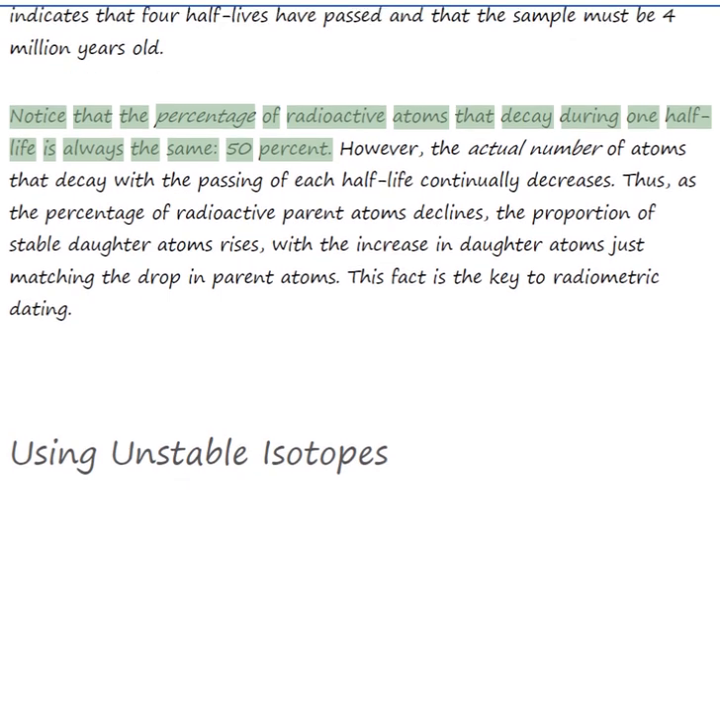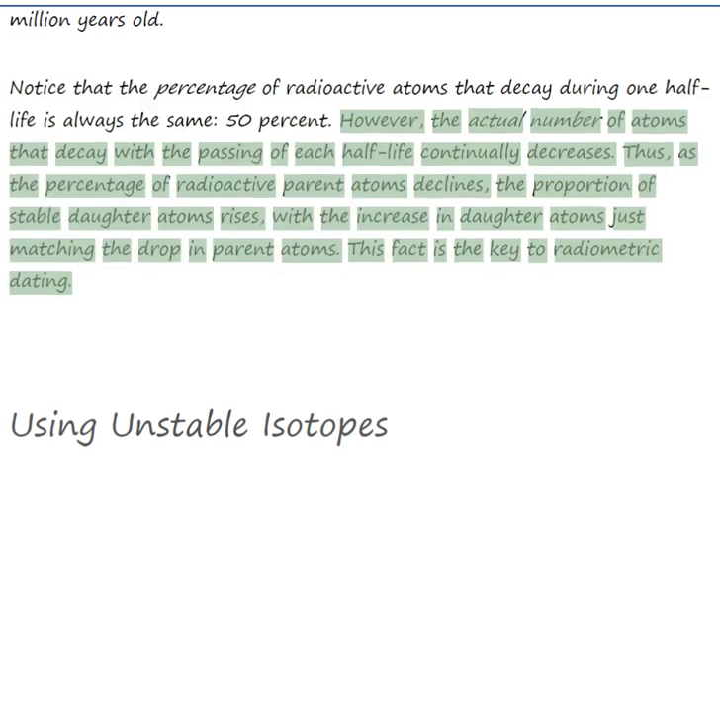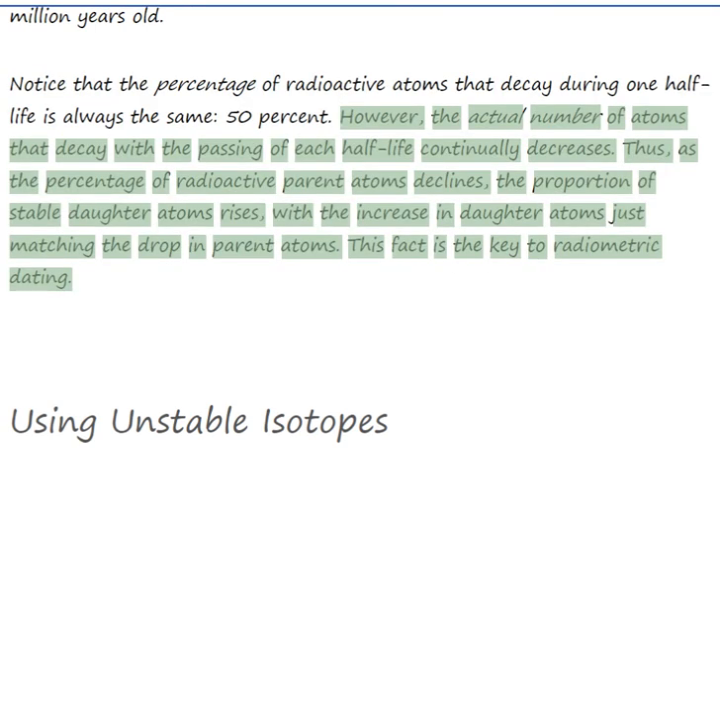Notice that the percentage of radioactive atoms that decay during one half-life is always the same, 50%. However, the actual number of atoms that decay with the passing of each half-life continually decreases. Thus, as the percentage of radioactive parent atoms declines, the proportion of stable daughter atoms rises, with the increase in daughter atoms just matching the drop in parent atoms. This fact is the key to radiometric dating.